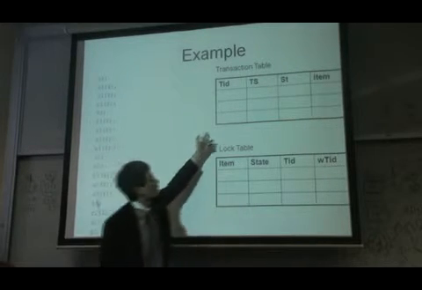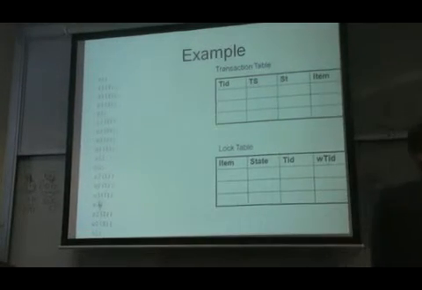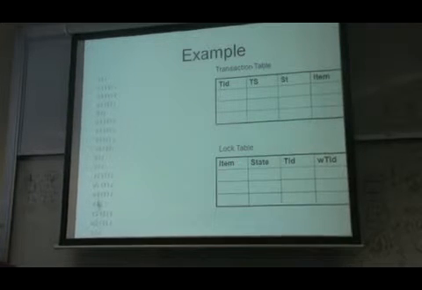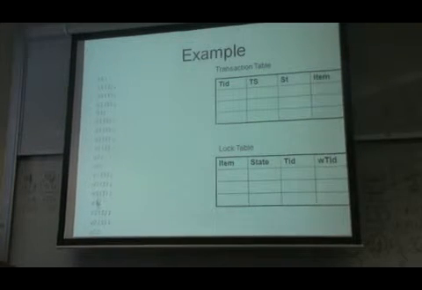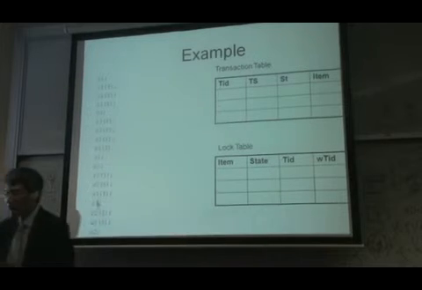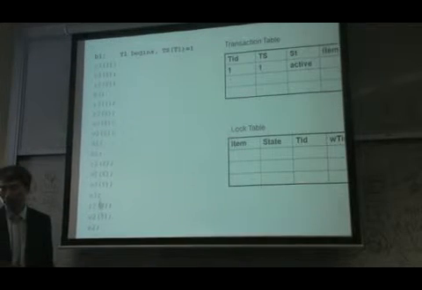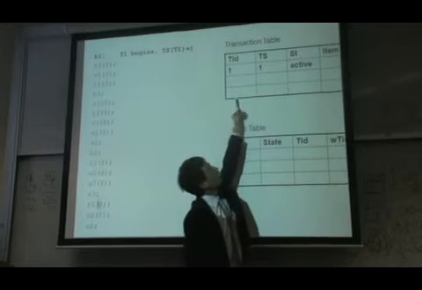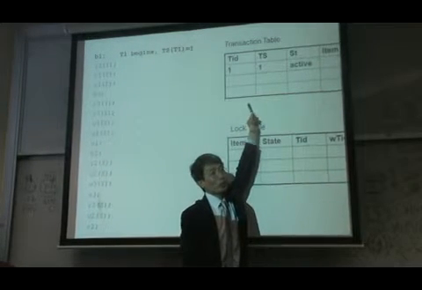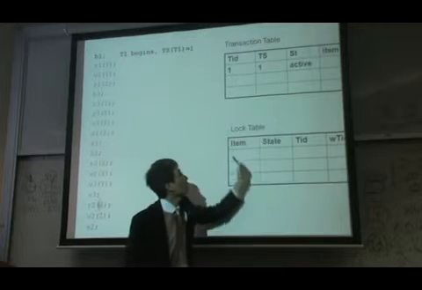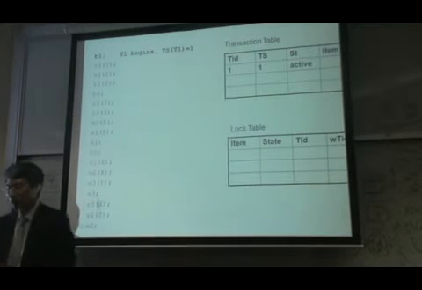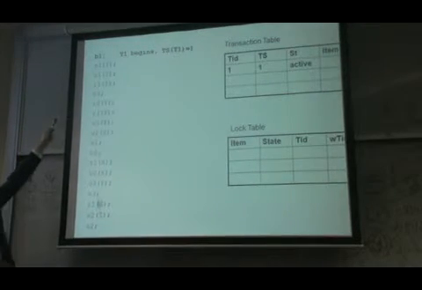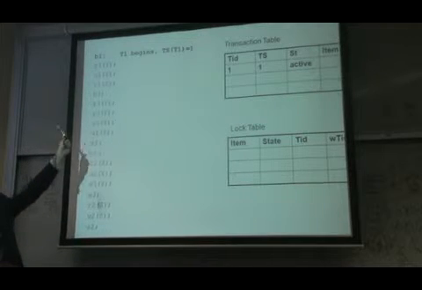So this is the transaction table, and this is the lock table. Both of them are managed by the lock manager. For example, when transaction 1 started, we update that T1 is started. So we update the transaction table as active. There's no lock information yet. Then, next, transaction 1 tries to read the data item Y.